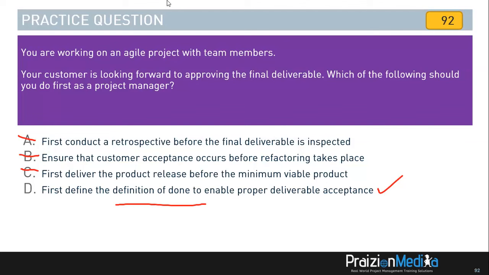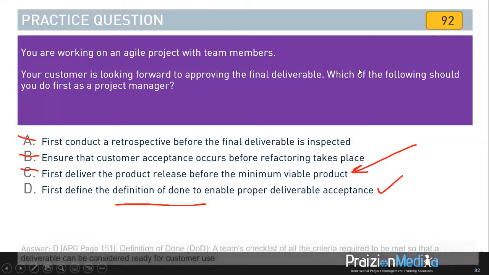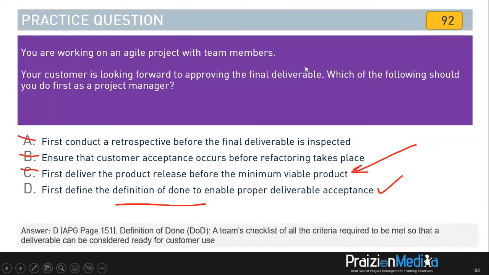Bear in mind, there is an order that things should happen. The minimum viable product is a minimum amount of functionality that gives the customer enough of the product for them to give you feedback as far as if you're on the right track or not. Okay, so the best answer to this, my friend, is D, the definition of done. As it reads, a team's checklist of all the criteria required to be met so a deliverable can be considered ready for customer use. Let's move on to the next one.